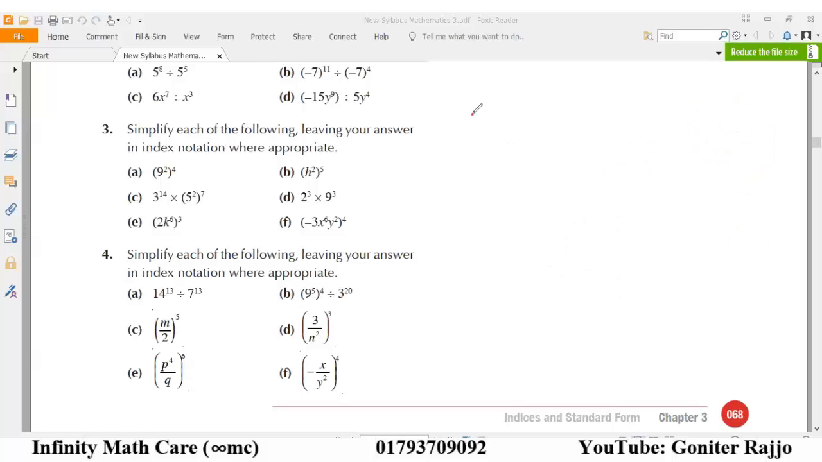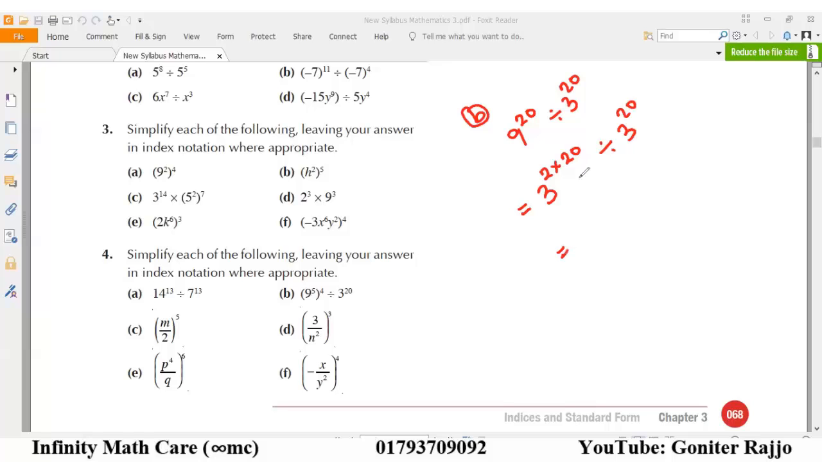Now, B. 9 to the power 5 multiplied by 4 divided by 3 to the power 20. So how can we solve this problem? So 9 to the power 5 into 4 represents 9 to the power 20 divided by 3 to the power 20. What does 9 mean? 9 actually represents 3 square. So 3 square means (3 to the power 2) to the power 20 divided by 3 to the power 20.